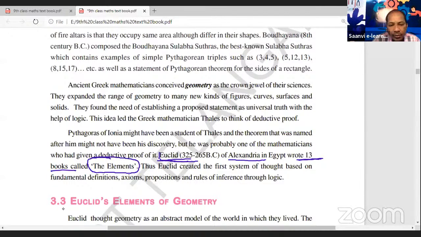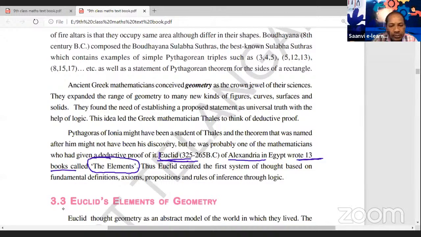Okay. So the father of geometry is Euclid. The founder of geometry is Euclid. Euclid has written 13 books about geometry. Those 13 books are called the Elements.